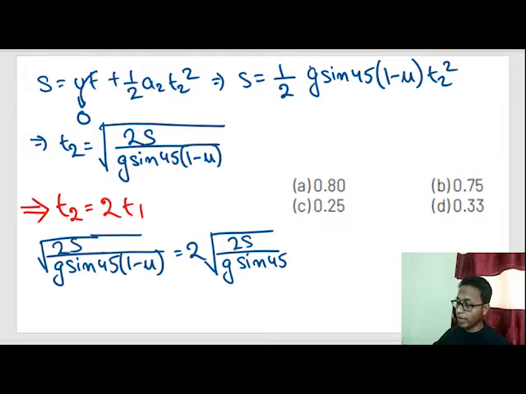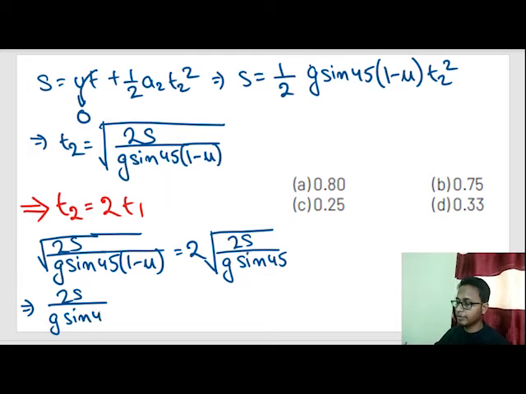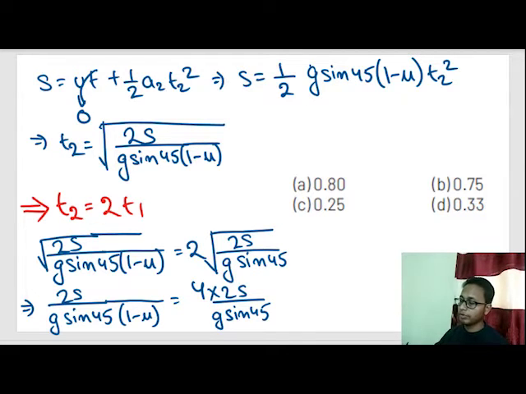So when we square both the left hand side and the right hand side, we get 2S by g sine 45 into 1 minus mu is equal to 4 times 2S by g sine 45, since the square of 2 is 4. So 2S by g sine 45 gets cancelled on both sides, or 1 minus mu is equal to 4.